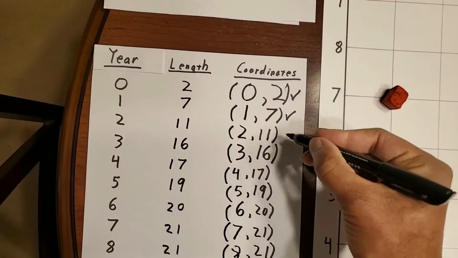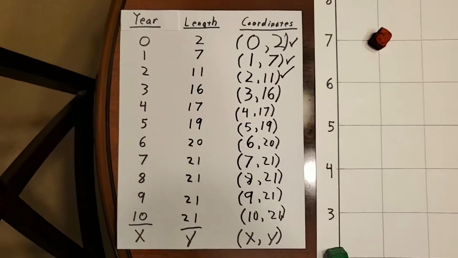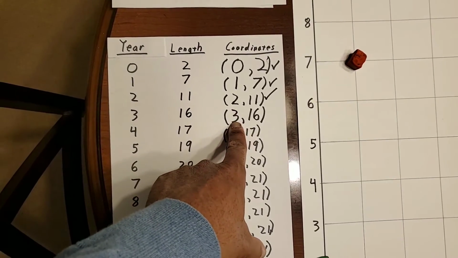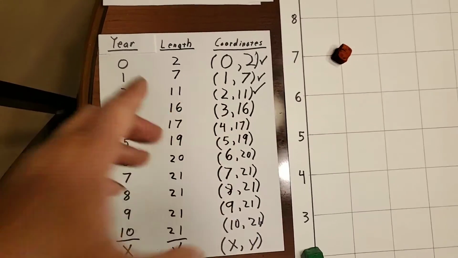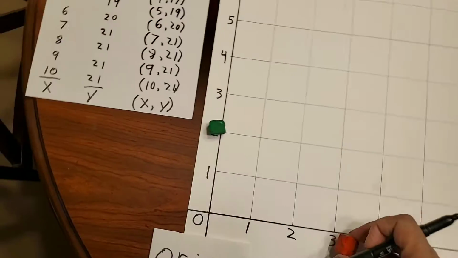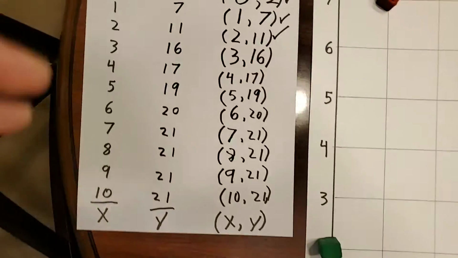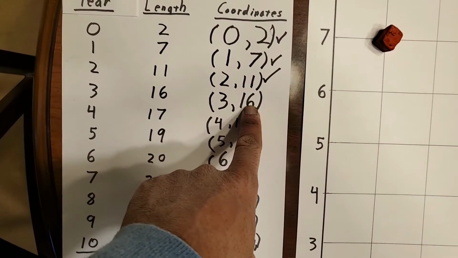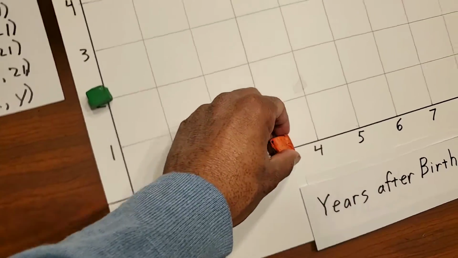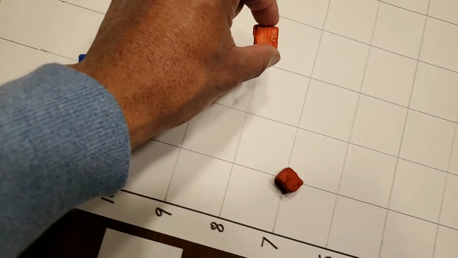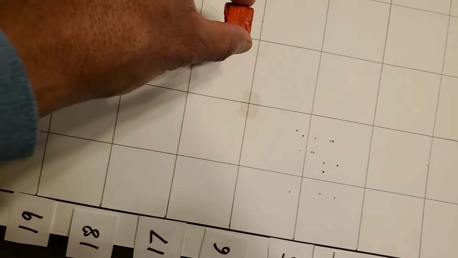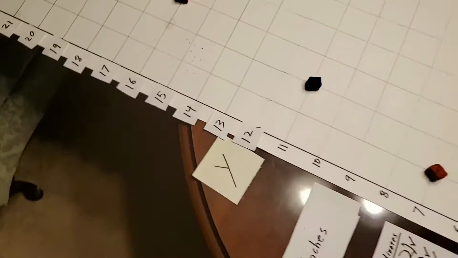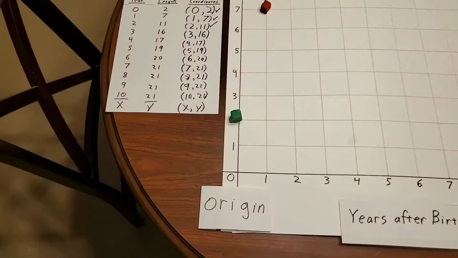Now, this is done. Let's go to year 3. In the 3rd year, what is the X? X-axis is on 3. So let's put one on 3. And what's the Y-axis? How tall is it going to be in the 3rd year? It's going to be 16 inches. So let's move it all the way up until we get to 16. There we go. Okay.